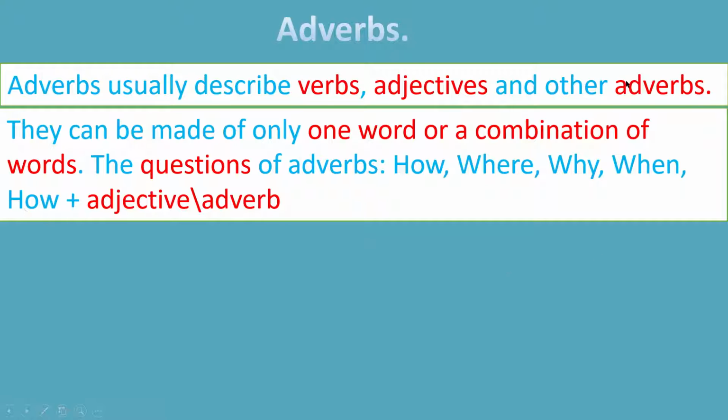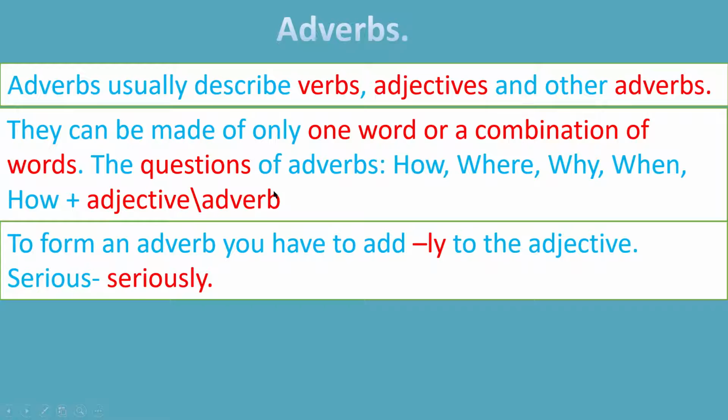We will see some examples so that you'll understand better. Don't worry if there is something unclear here. Just remember this rule. Adverbs usually describe verbs, adjectives, and other adverbs. They can be made of only one word, or a group of words. The questions of adverb are how, where, why, when. How plus adjective and adverb is a kind of formula for you to use when you are making up some adverb questions.